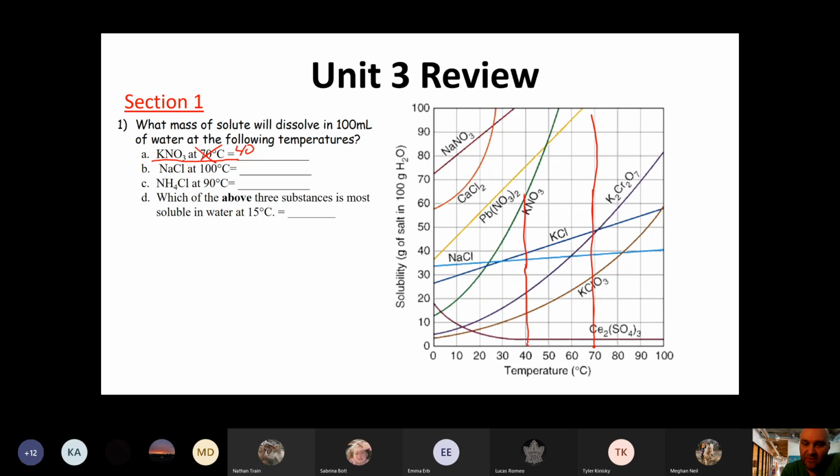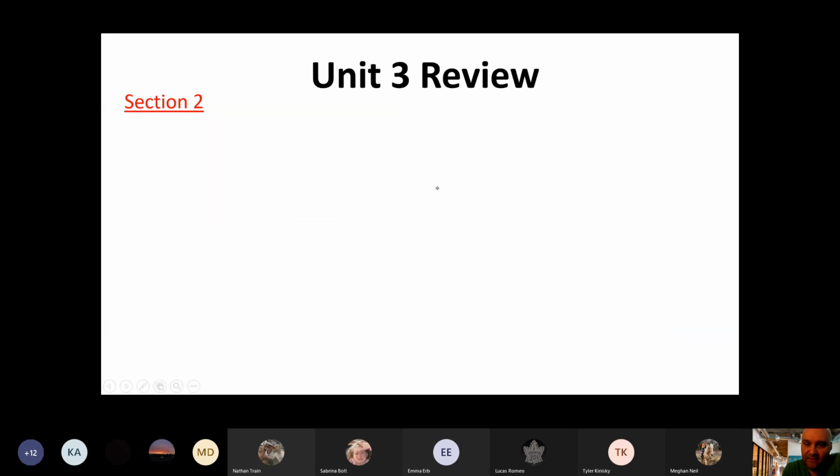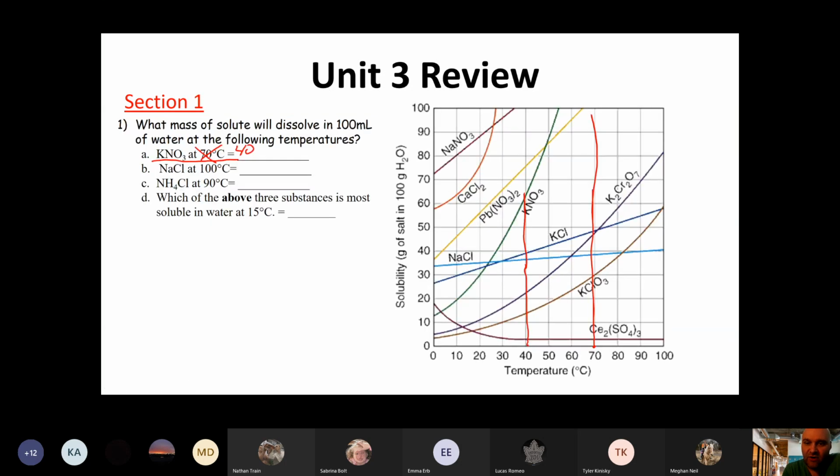So you're moving up, you hit the line, you go across, and then going across is going to tell you how much is soluble. So at that temperature there, it looks like you could probably have a ballpark about 65 grams. So that means at that temperature, you can put 65 grams of this KNO3 in the water, and it'll be a perfectly saturated solution.